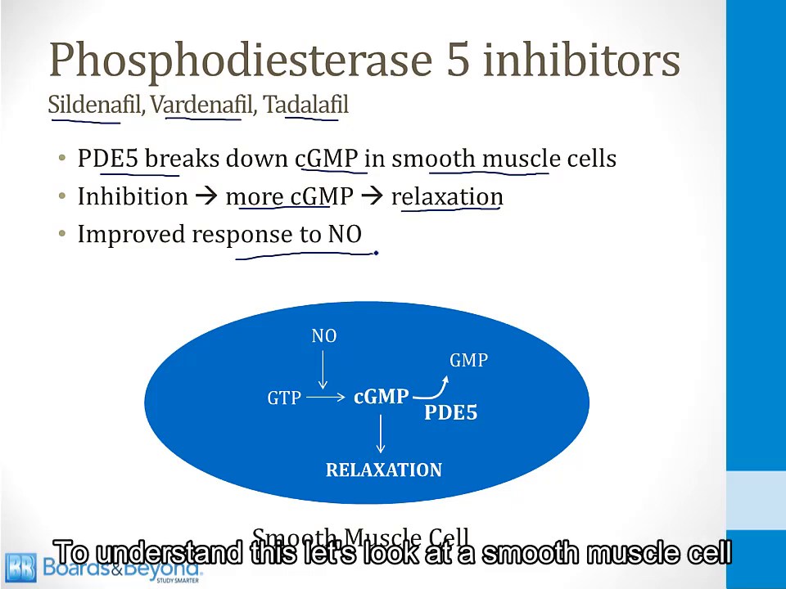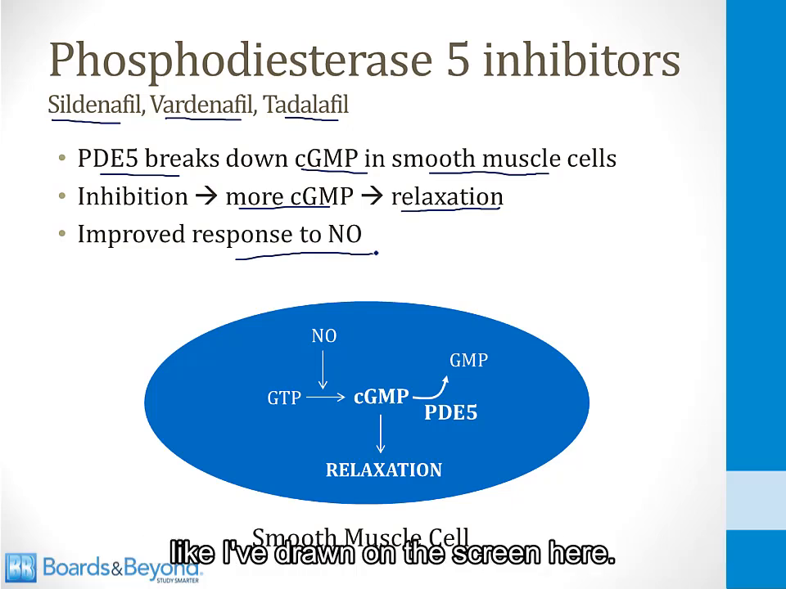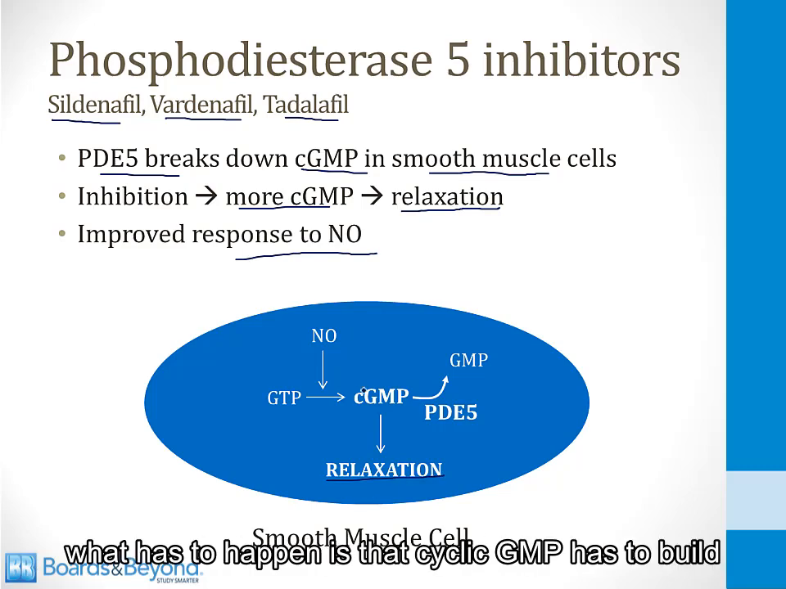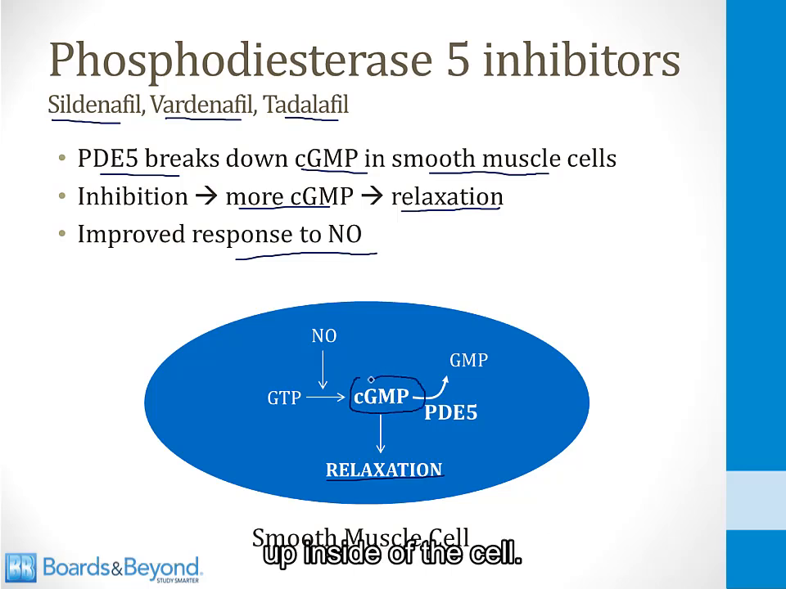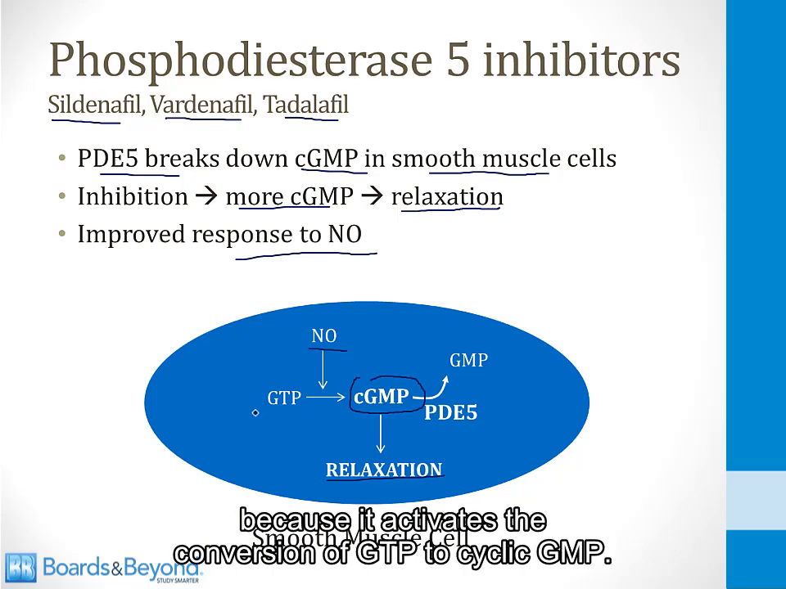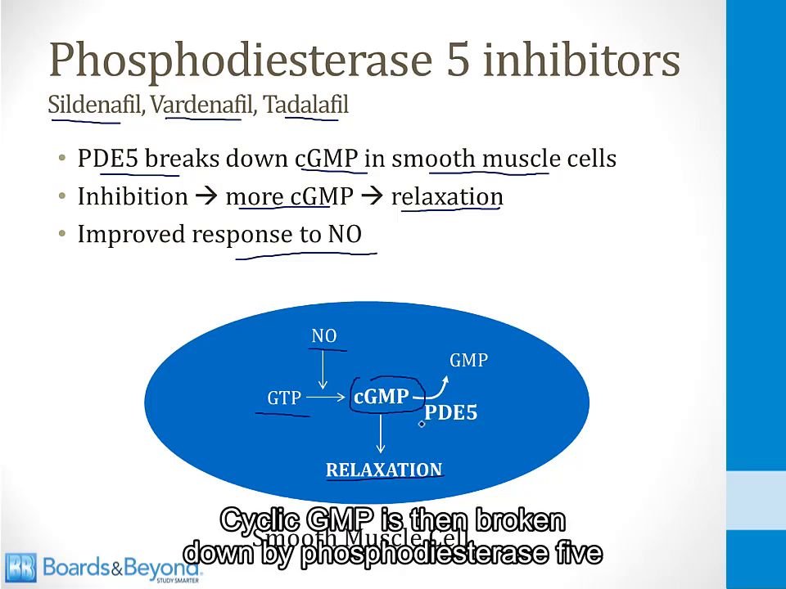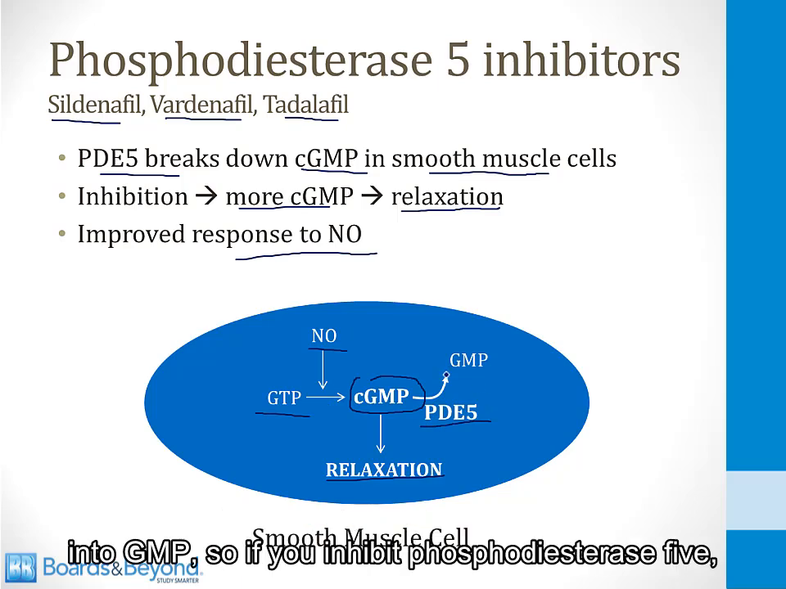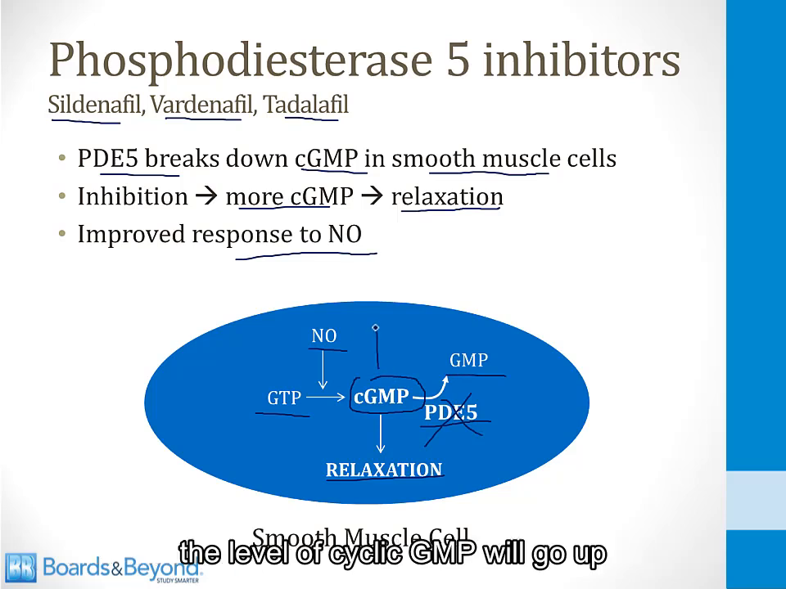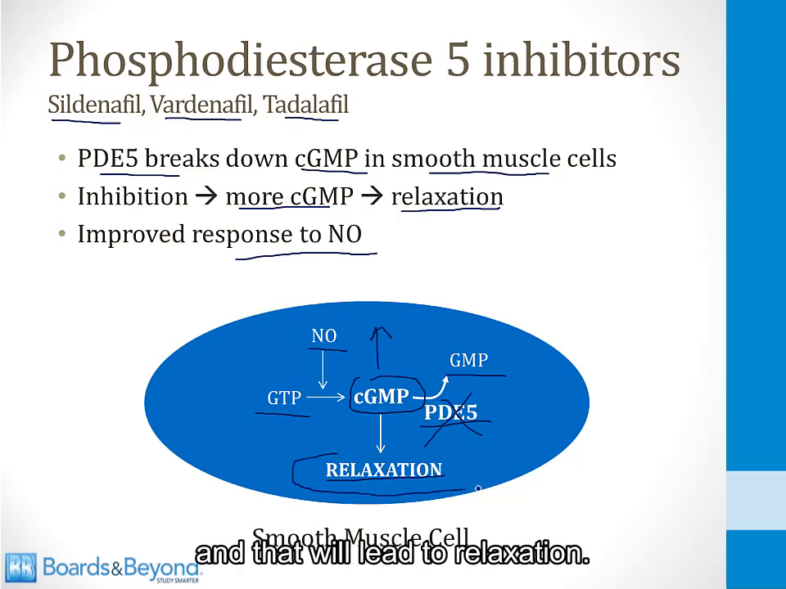To understand this, let's look at a smooth muscle cell like I've drawn on the screen here. So in order for this cell to relax, what has to happen is that cyclic GMP has to build up inside of the cell. Now, nitric oxide is very important for building up cyclic GMP because it activates the conversion of GTP to cyclic GMP. Cyclic GMP is then broken down by phosphodiesterase 5 into GMP. So if you inhibit phosphodiesterase 5, the level of cyclic GMP will go up, and that will lead to relaxation.